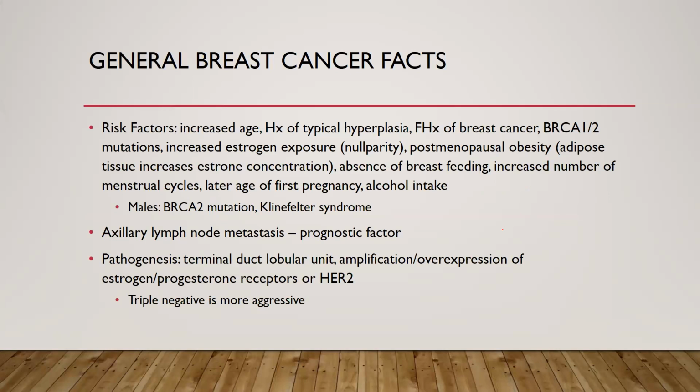So some general things to keep in mind with breast cancer. Our risk factors are going to be increased age, a history of hyperplasia, family history of breast cancer, our BRCA1 and 2 mutations, any increased estrogen state or unopposed estrogen state. So that kind of includes nulliparity, obesity postmenopausal because of increased adipose tissue that can increase estrone concentration, absence of breastfeeding because you have breast milk that's dried in those ducts and it can cause long-term inflammation, increased number of menstrual cycles. If you're menstruating for longer, you have more unopposed estrogen, later age of first pregnancy, increased alcohol intake, the list goes on and on, okay?